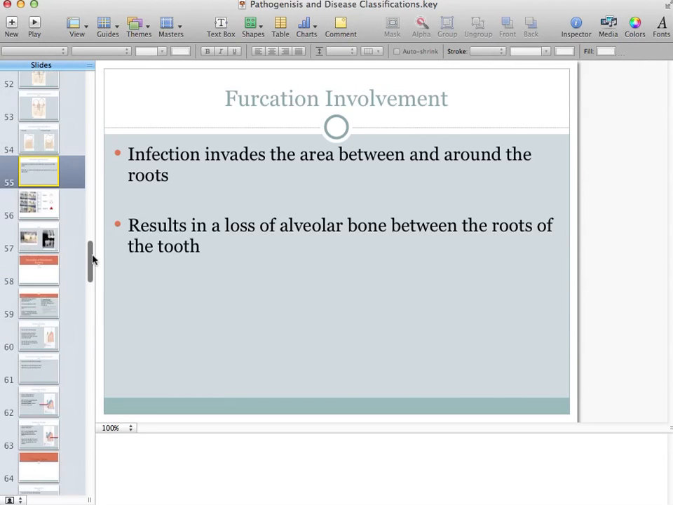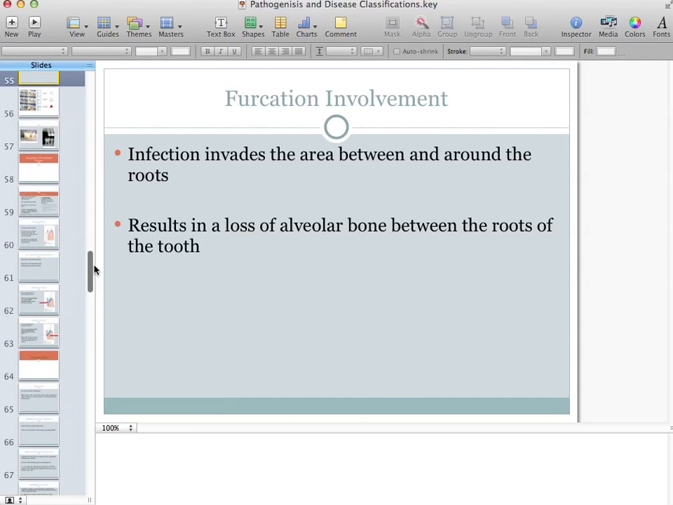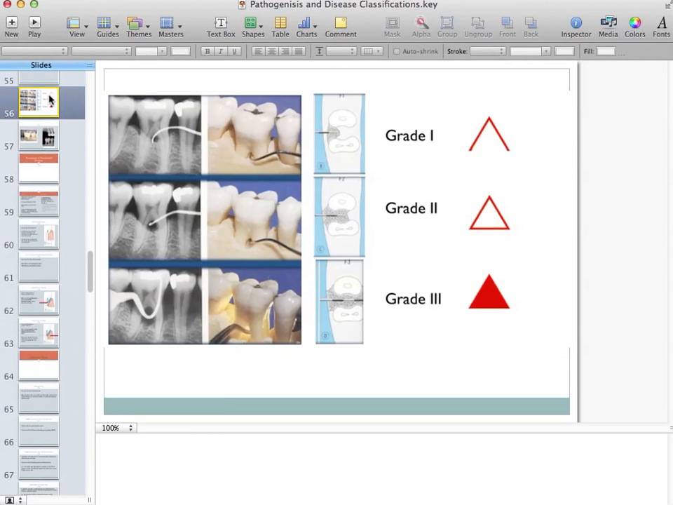Furcation involvement. Infection invades the area between and around the roots, results in loss of alveolar bone, and you'll have furcations appear. So you have furcation in class 1 or grade 1, which is when you can feel around the tooth with the explorer, but you can't necessarily touch the little opening yet.